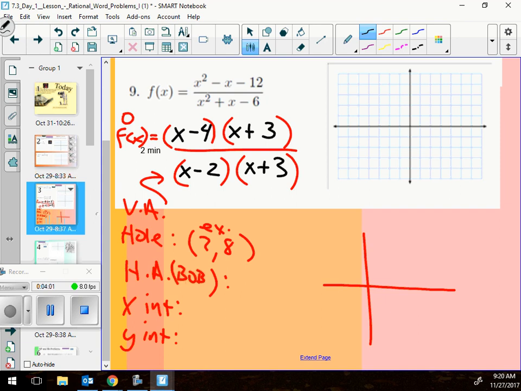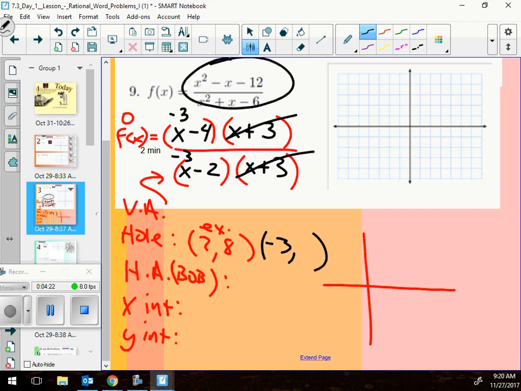Was there a hole created? Yes, because this thing canceled. That created a hole at -3. -3 comma what? When you put the -3 back in the function, you could put it in the original or in this. Actually, you can't. I'm wrong. If you put in a -3 in the original function, it will just turn into 0. Why? Because of this part. You know what I mean? You can't put a -3 into the original, but you can put a -3 into this guy right here.